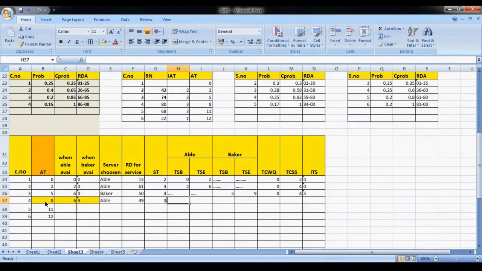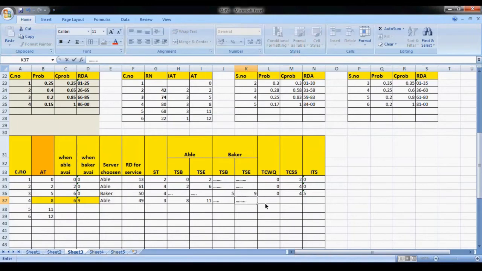The customer is coming at 8. Able is available at 6. Out of these two, whichever is the maximum value becomes the time service begins. So the maximum value is 8. So time service ends at 8 plus 3, that is 11. We are not working with the Baker, so I will write a dash.